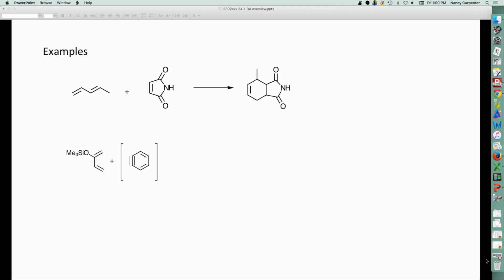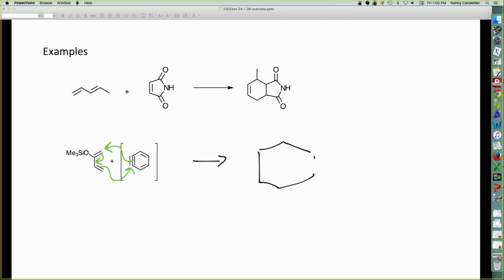How about this one? So now we've already got the diene nicely drawn. Just draw our arrows here. And that ought to take us to this cyclohexene, OSiMe3. Again, here's the two new bonds that are being made, plus the pi bond. And what do we have over here?